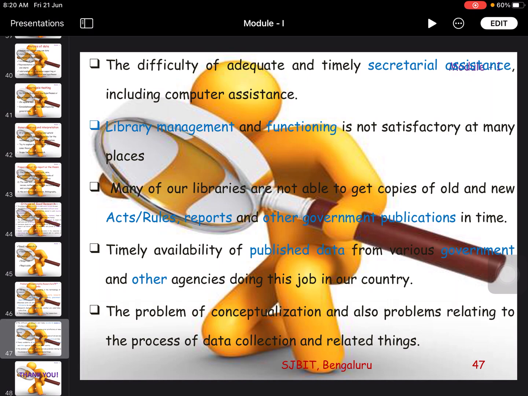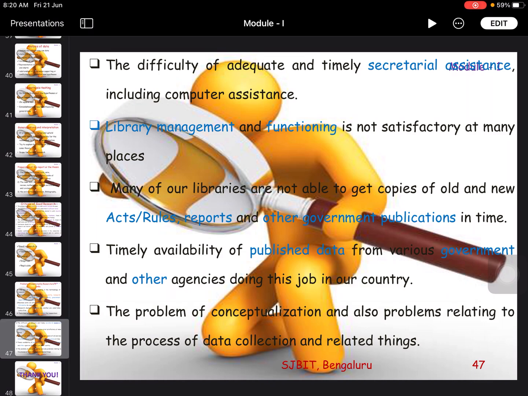The problem of conceptualization and the problems relating to the process of data collection and related things would arise. So this is how there are problems in carrying out research in Indian conditions, but still there has been a lot of research work carried out in order to ensure that new inventions would help in exploring many products that would help society in many ways.